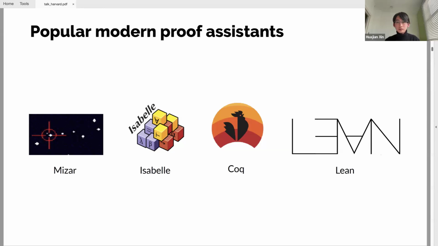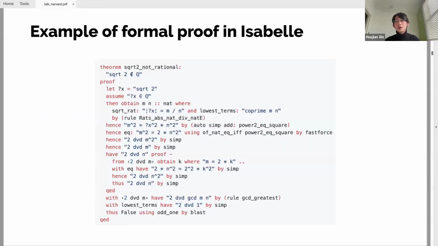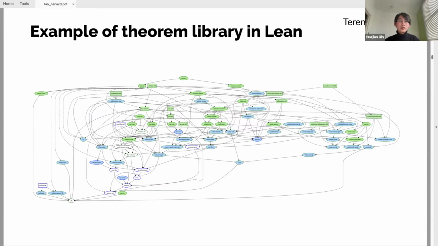human error. Here is an example of a formal proof in Isabelle that shows the square root of 2 is irrational. And here we have a diagram illustrating theorem dependencies in a Lean project, generated automatically. We can see that large-scale proof analysis is a major advantage of using proof assistants.